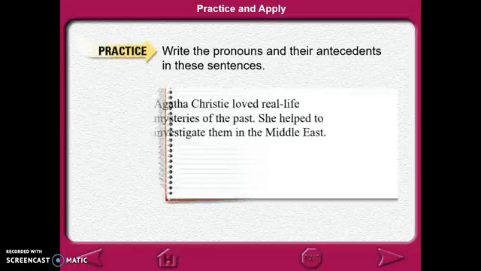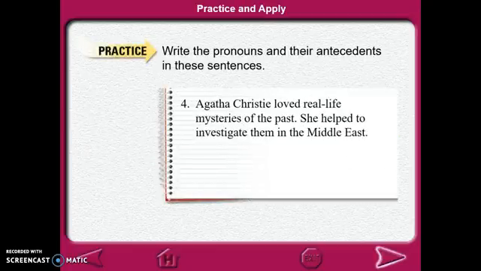Okay, so I want you to write these down in your notes. We've already done sentences 1, 2, and 3, and now we're going to focus on the last couple of sentences. So you need to write the pronouns and their antecedents in the sentences. I want you to still write the full sentence, but then circle them and draw an arrow if you can. It depends on how far you write it down.